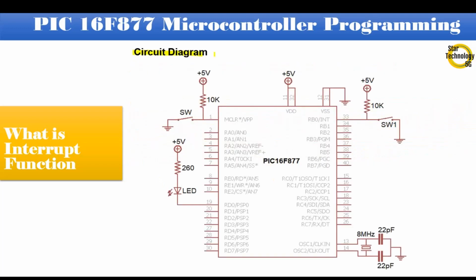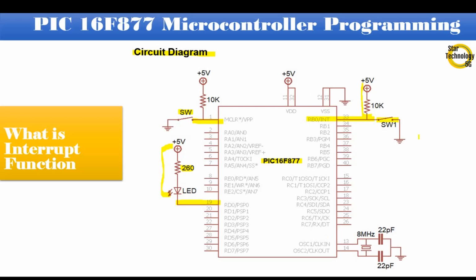Here is the circuit diagram we are using in our project. It is a PIC16F877 microcontroller. Pin number 1 is master reset. If we press the switch, it will reset the microcontroller. Pin RD0 is interfaced with LED 1, and we are using the current sinking mode of the LED. The value of the resistor is 260 ohm. RB0 is an external interrupt function pin, and here is the pull-up resistor. The value of the resistor is 10K.